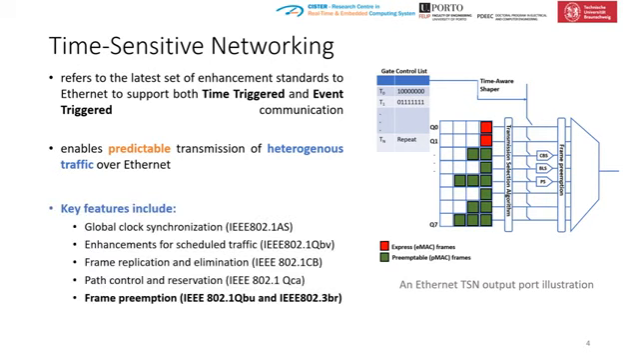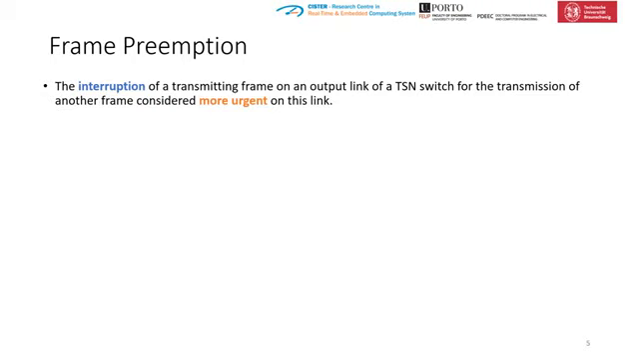Key features of the TSN standards include clock synchronization standards, time-triggered transmission, frame replication for reliability, path reservation and path control, resource reservation protocol, and last but not least, the frame preemption feature, which is the focus of our work. The TSN frame preemption standards, IEEE 802.1Qbu and 802.3br, specify the techniques for the interruption of the transmission of a less urgent frame for the transmission of a frame that is considered more urgent.